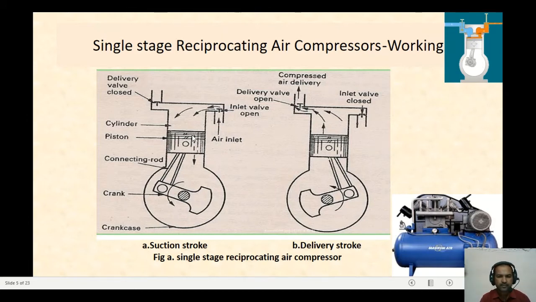Another important point: when the piston is moving up and down, what happens? Friction is generated between the cylinder surface and the piston surface. Due to this, the temperature rises. Due to this rise in temperature, there is a chance of damaging the cylinder head or the cylindrical surface. To avoid this, we are providing a cooling jacket on this side.